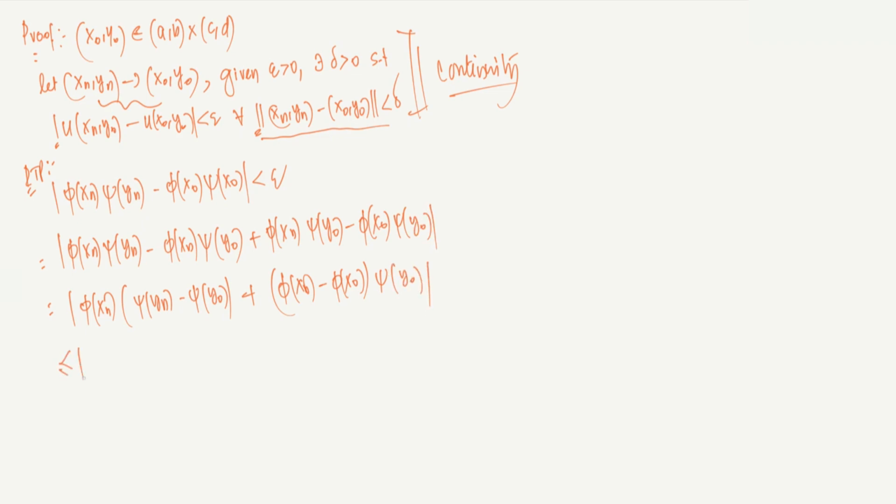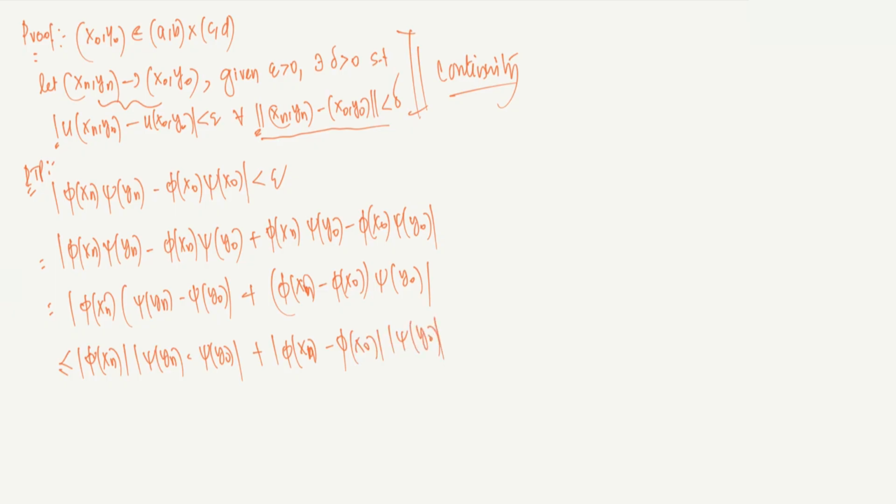Now you use the triangle inequality. It becomes mod of phi of xn and mod of psi of yn minus psi of y naught, plus mod of phi of xn minus phi of x naught and then mod of psi of y naught.